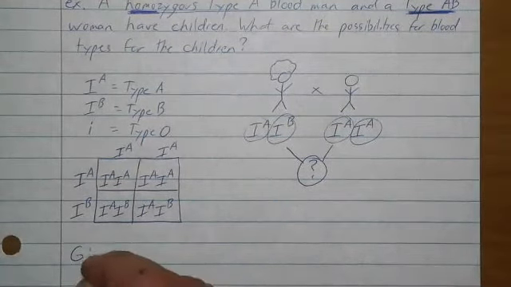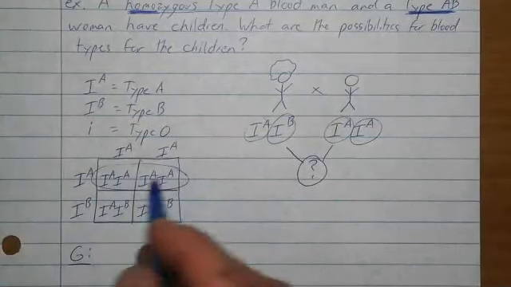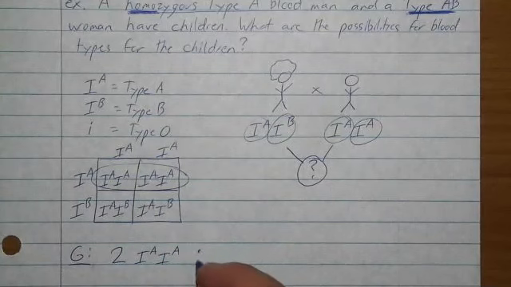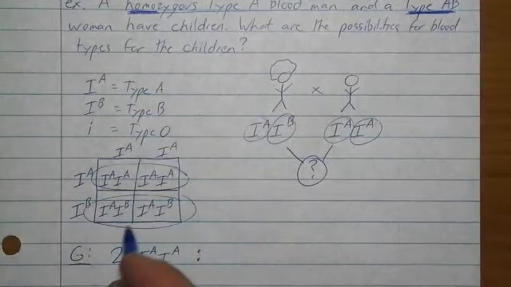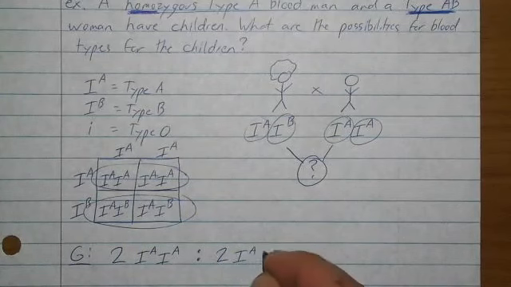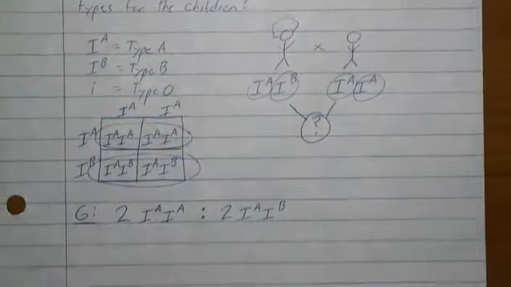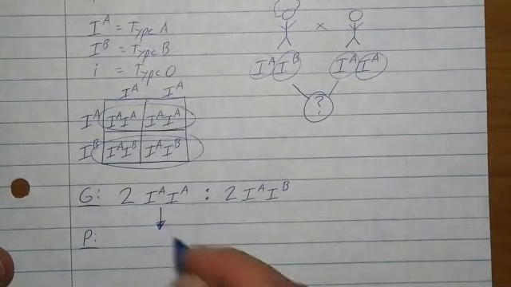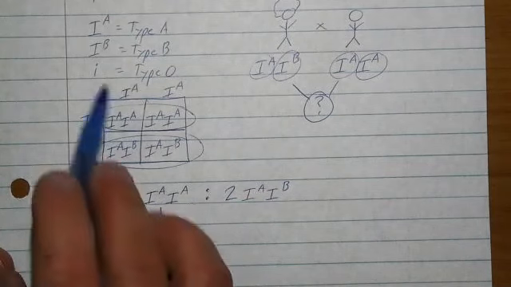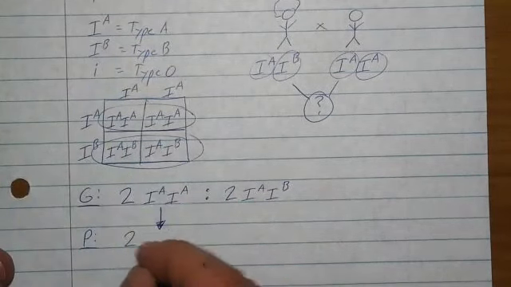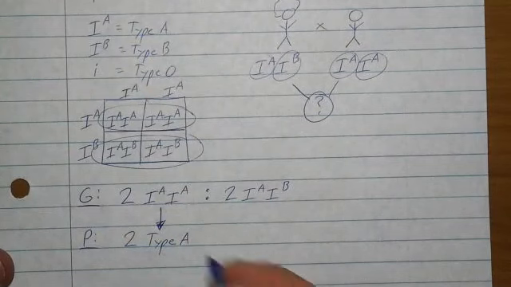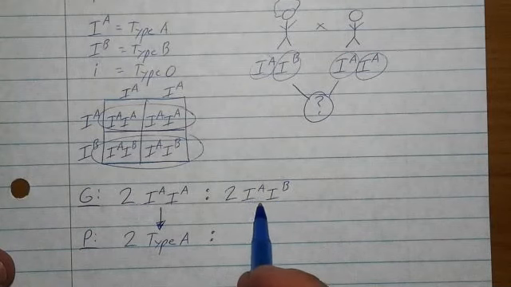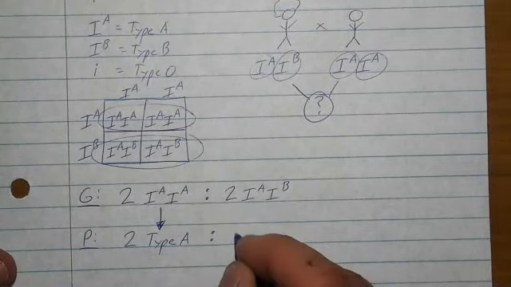So then I do genotype. Well, these two boxes are the same, so I have two I to the A, I to the A. And these two boxes are the same, so I have two I to the A, I to the B. So then what do I have as far as phenotype? Well, if you have capital I to the A, capital I to the A, there's only one possibility: you have type A blood. So I got two people that are type A. If you have one I to the A and one I to the B, there's only one possibility: you must be type AB.